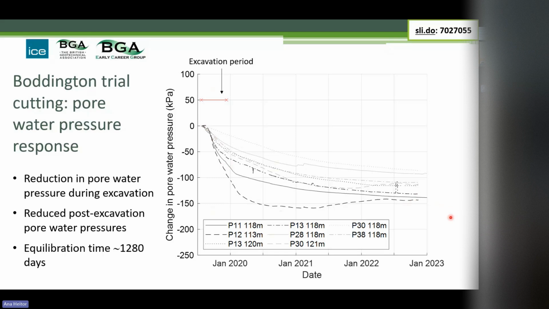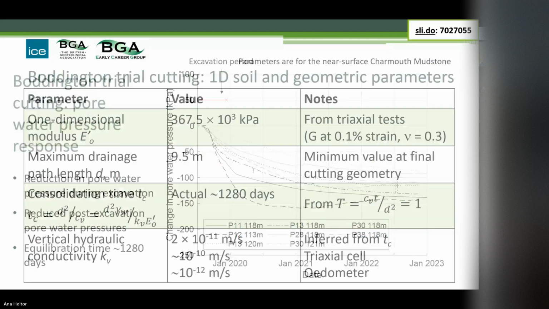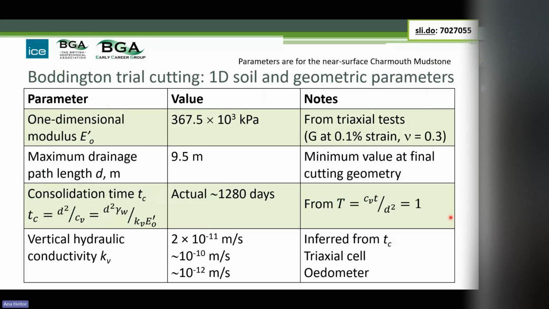Now, okay, the people doing the original calculation didn't have the benefit of this knowledge. So how does it compare with information that would have been available? So we're looking there at an equilibration time of around about 1,300 days. So from laboratory tests, from high quality triaxial tests where we can measure the shear modulus, we know that the shear modulus or the Young's modulus, whichever modulus you want, depends on the strain. So we won't take the G0, we will take the shear modulus at 0.1% strain, assume a Poisson's ratio of 0.3, and that gives us an effective one-dimensional modulus. So that's going to govern how much heave or how much settlement we get.